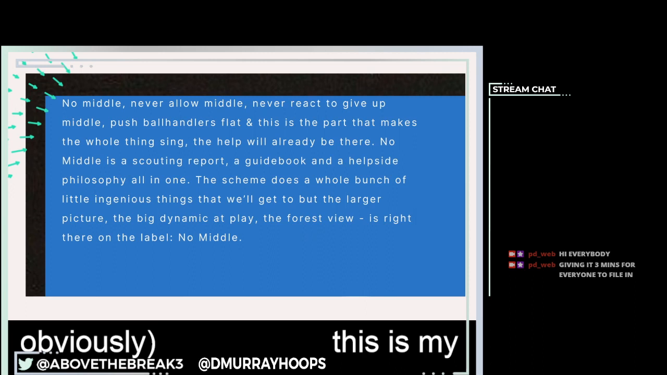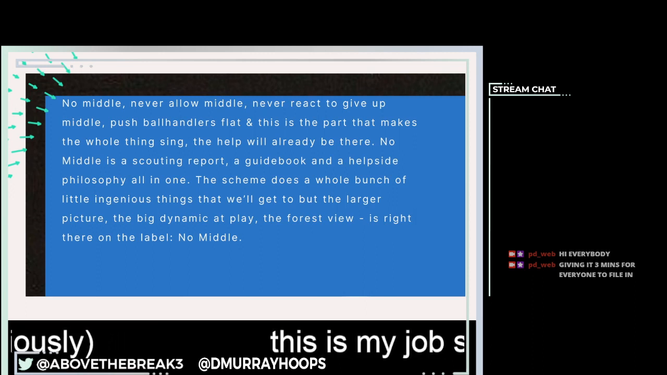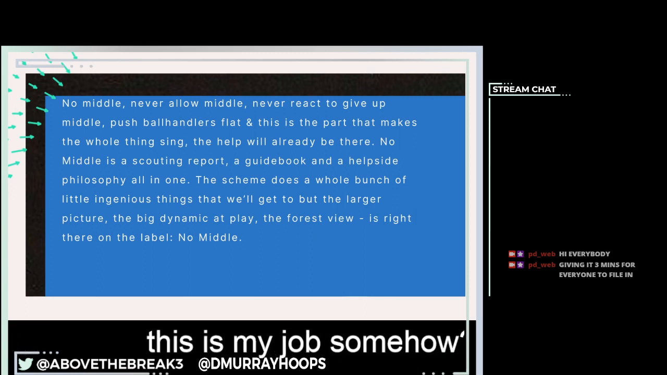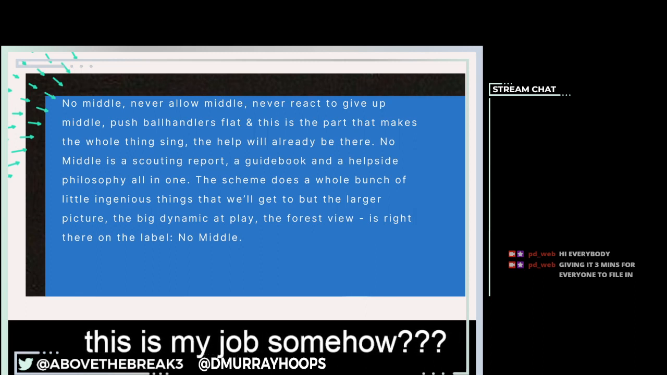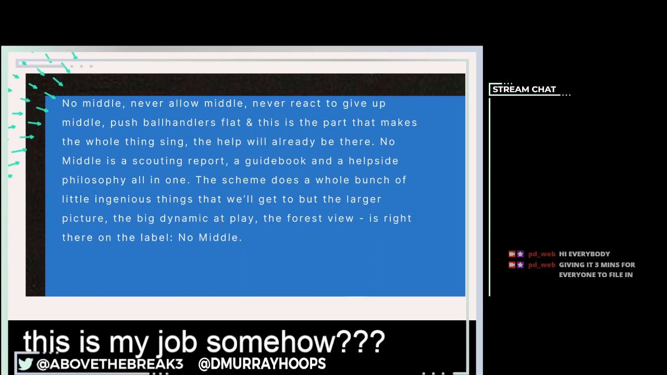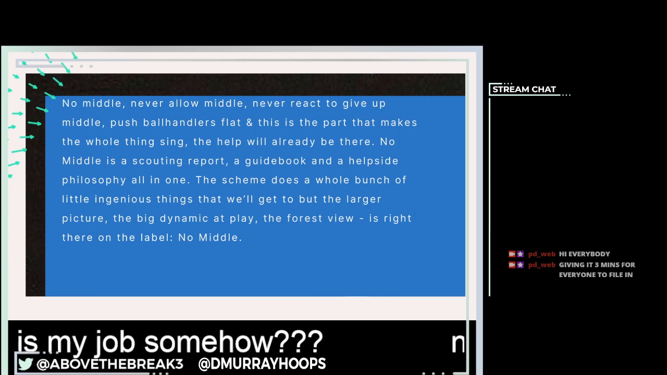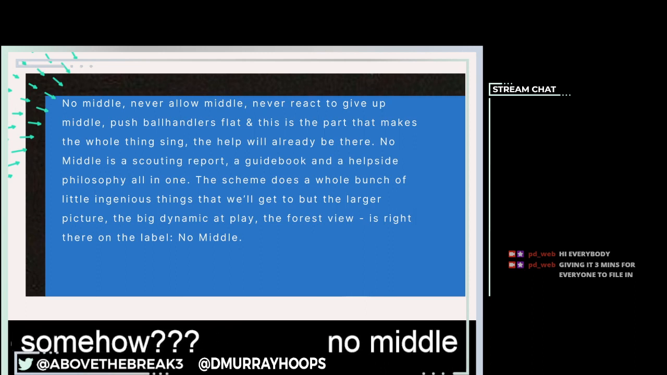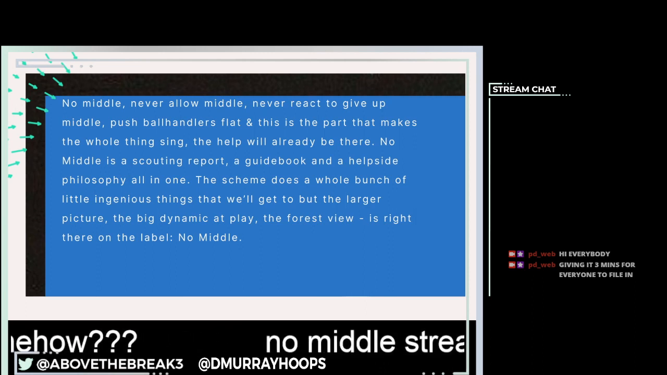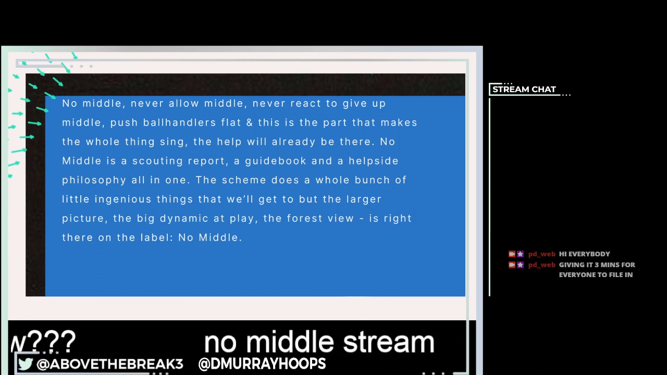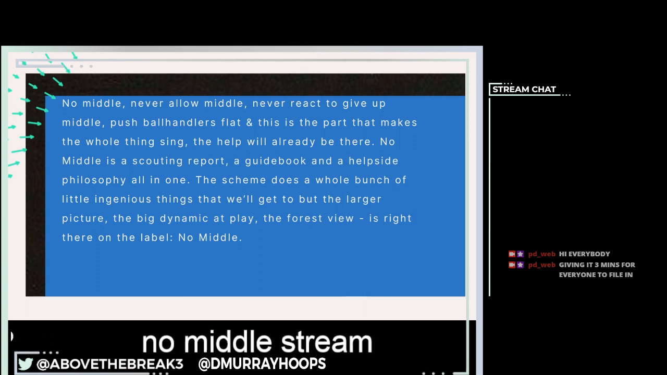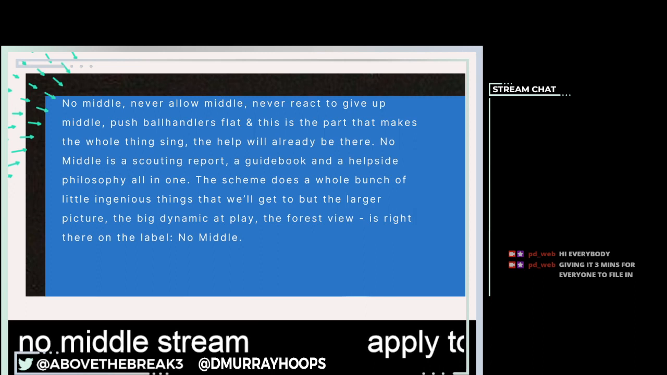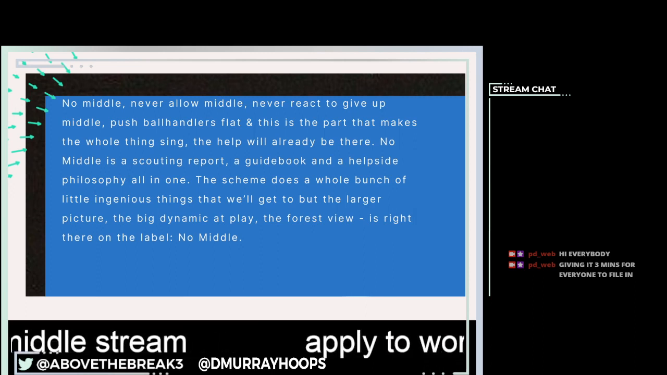The phrase "no middle" is a scouting report, a guidebook, and a help side philosophy all in one. The scheme does a whole bunch of things in terms of how that all works, but it's right on the label: no middle. Other schemes work this way too, and are as simple as this. They're just not as clear about what they want. Blitz schemes have singular rules, but they're just not called the rule. And I think no middle, being a complex scheme to do something very simple, is a really good starting point because it's a template that can be used to push forward into other areas.